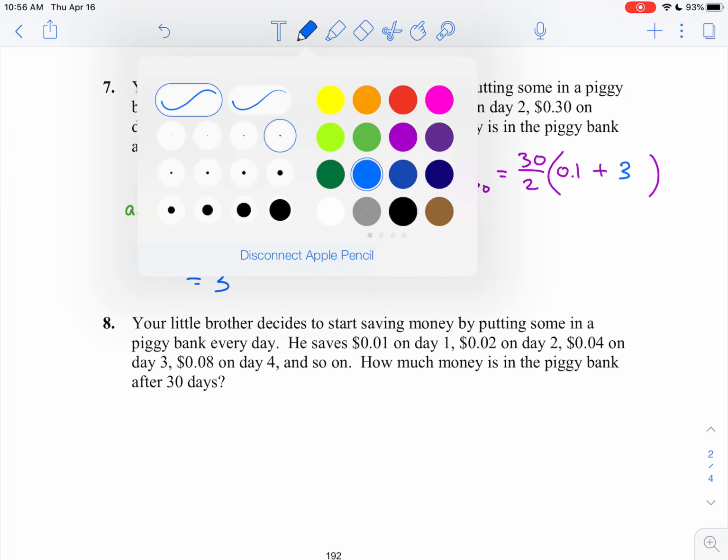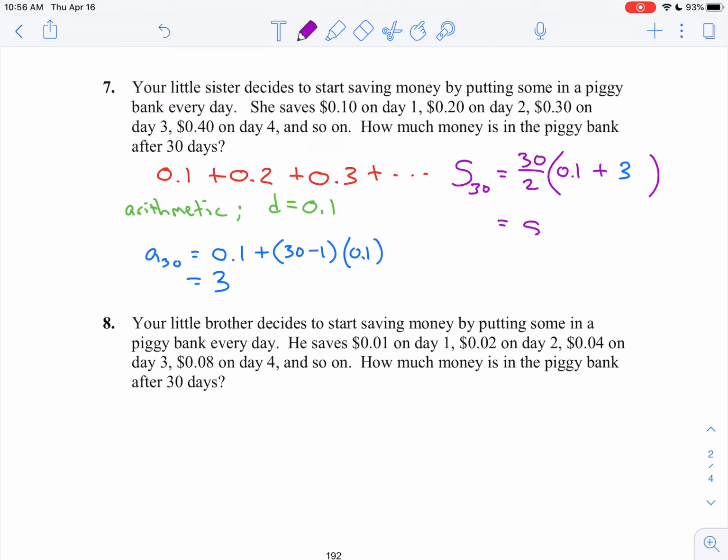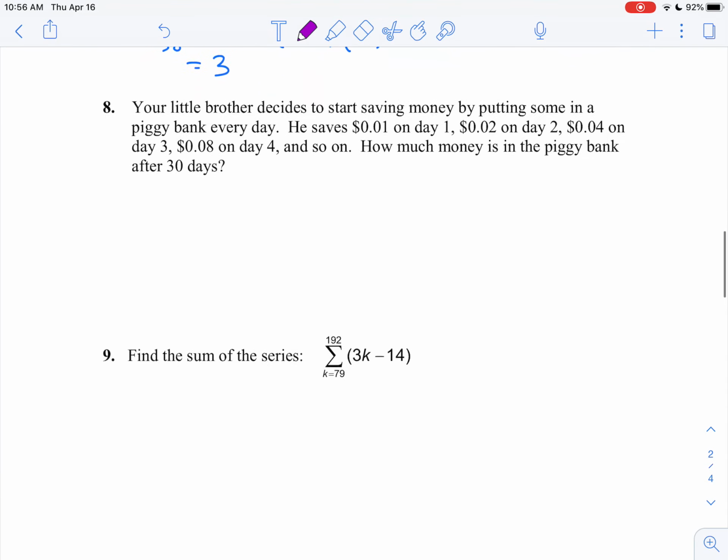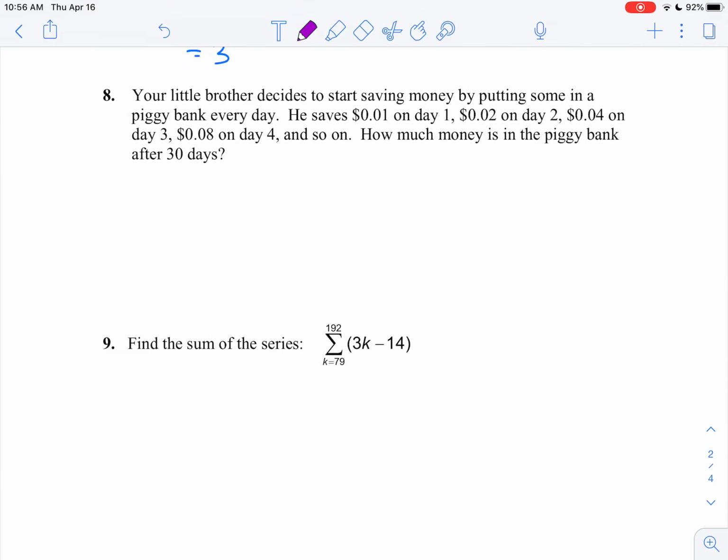And then now this will give us the sum. So grab that calculator, and $46.50. Not the most impressive savings, but wait till you see number 8. This is my single favorite problem of the entire chapter. So we'll write it out, 0.01, 0.02, 0.04. So we started with 1 cent, 2 cents, 4 cents, and all we're going to do is keep adding that for 30 days. So it doesn't seem like it's going to be a lot. We're just talking pennies here.